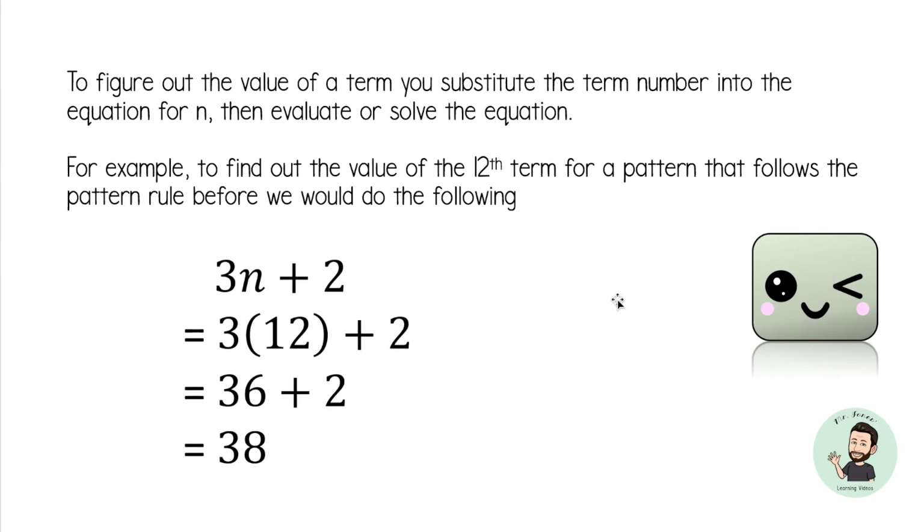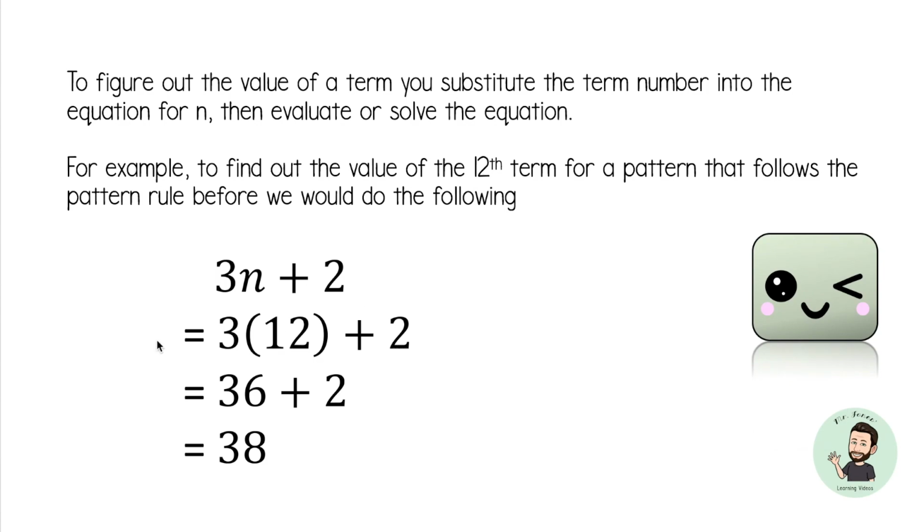To figure out the value of a term, you substitute the term number into the equation for n, then evaluate or solve the equation. For example, to find out the value of the 12th term for a pattern that follows the pattern rule before, we would do the following. So the pattern rule we had before was 3n plus 2. When I substitute 12 for n and then evaluate, we end up with 38.